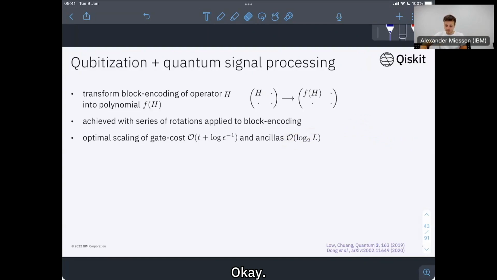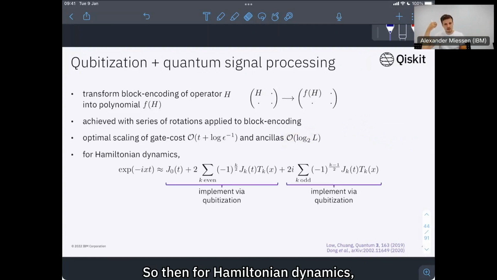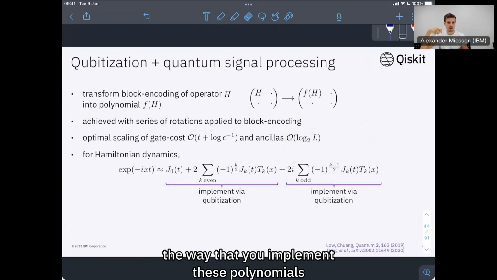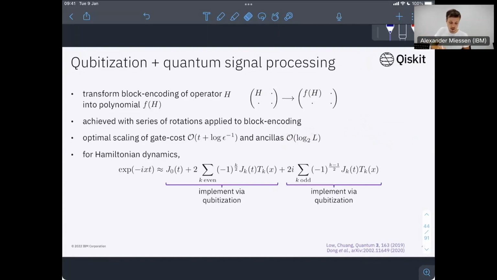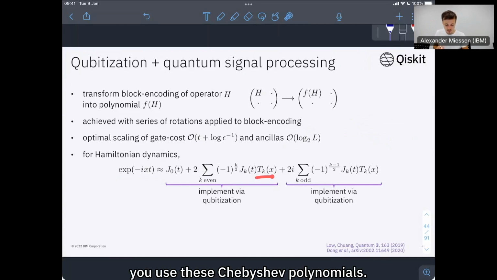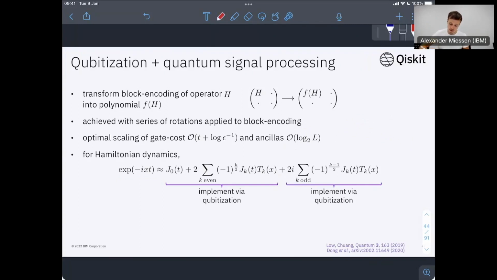Okay, so then for Hamiltonian dynamics, the way that you implement these polynomials is you expand your time evolution operator as a series of polynomials, and specifically for this expansion, you use these Chebyshev polynomials.